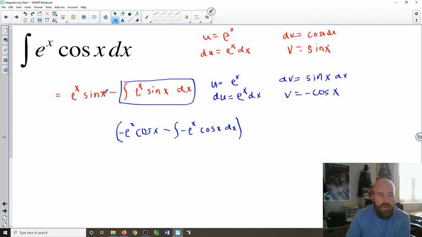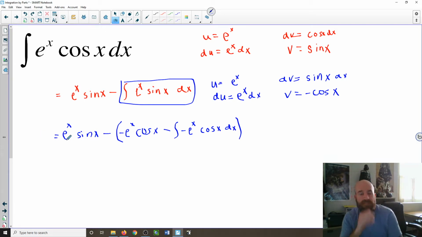Okay. So everything else on the outside brings down, so we have that negative there, and we have our e to the x sine x. All right, so this isn't tricky because of all these negative signs. It can get a little crazy. So let's clean that up a little bit.